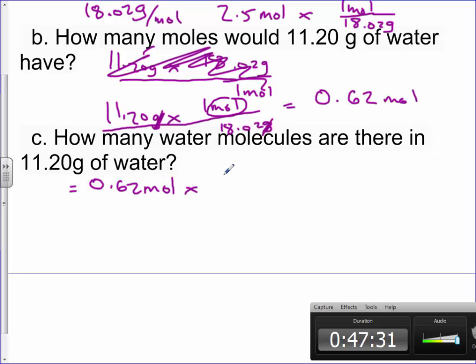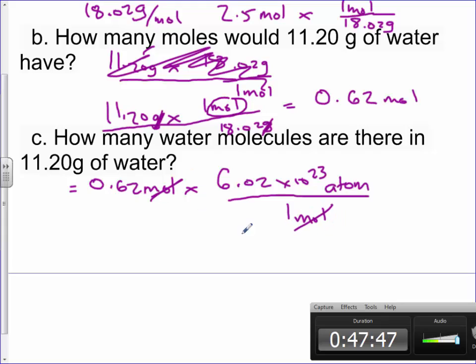There are 6.02 times 10 to the 23. There are that many atoms. Atoms, molecules, same thing. There are that many atoms in 1 mole. You guys see how like that mole symbol right there can kind of cancel?